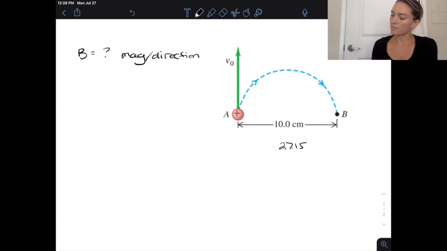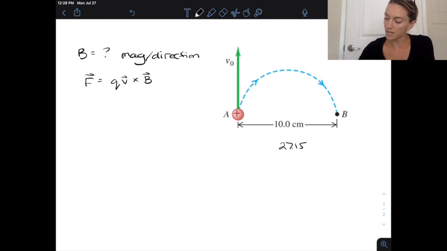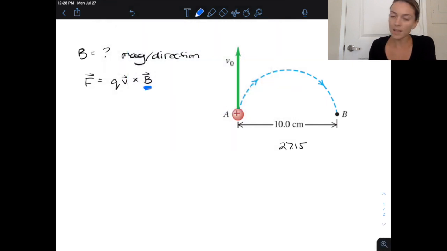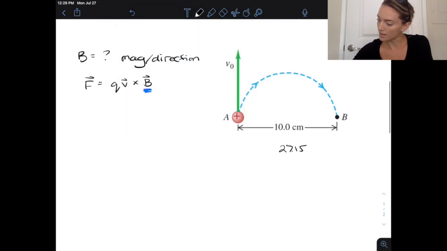Okay, so we're going to use the Lorentz Force Law here. So we know that F is equal to QV cross B. Now, in order to find B, we know what direction V is in, and we know what direction F is in, right? So V is in this positive direction here. We can call that the positive y-axis. So we'll just say that our axes are y going like this and x going like that. So V is in the positive y direction.